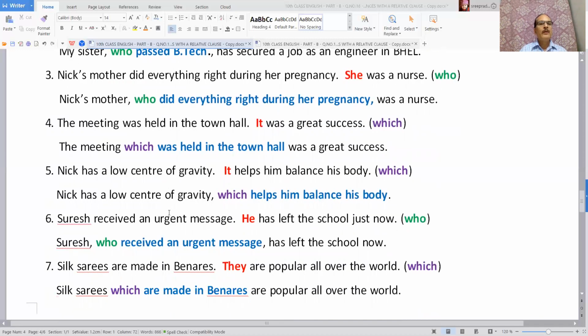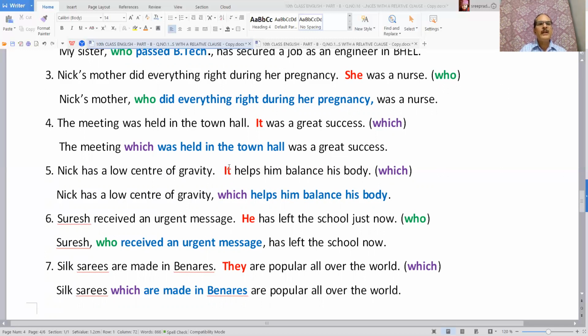Let us move on to the fifth sentence. Nick has a low center of gravity. It helps him balance his body. Here, in the second sentence, it is there. In the first sentence, Nick is there. In the second sentence, it is there. So both are different subjects.